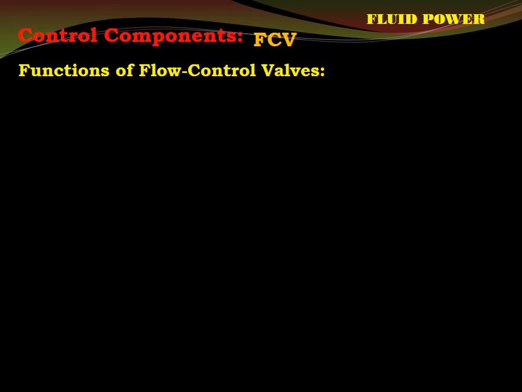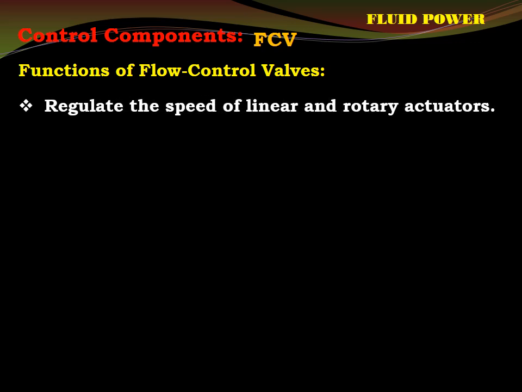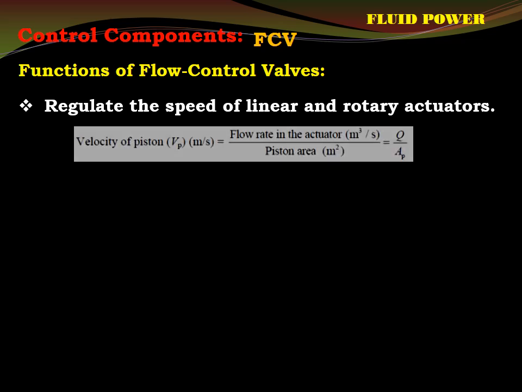So if you summarize the functions of flow control valves, our first point is that it can regulate the speed of linear and rotary actuators. I have mentioned earlier that speed of actuation is Q by A. Linear speed is Q by A_P. Definitely A_P is constant, so if we can control Q, the speed can be easily controlled.